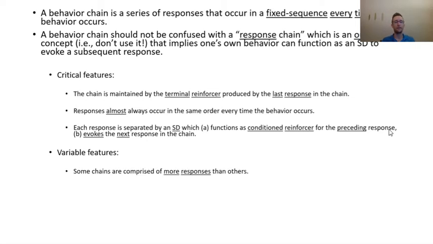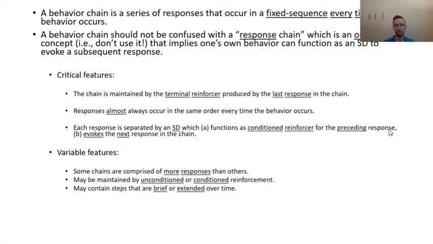Variable features are that some chains are comprised of more responses than others. You may have a chain that just consists of 2 responses, or a chain that consists of 20 responses. They may be maintained by unconditioned or conditioned reinforcement, meaning the terminal reinforcer of a behavior chain may be learned or unlearned, and may contain some steps that are brief or extended over time. I'll give you examples in a bit. They may or may not involve other people.